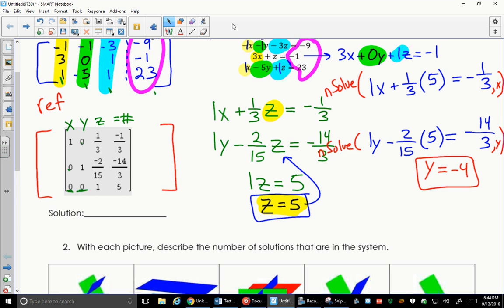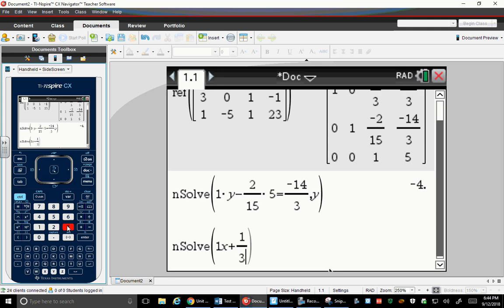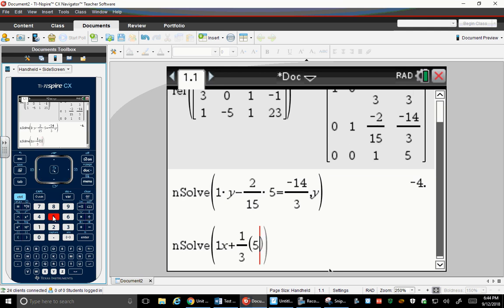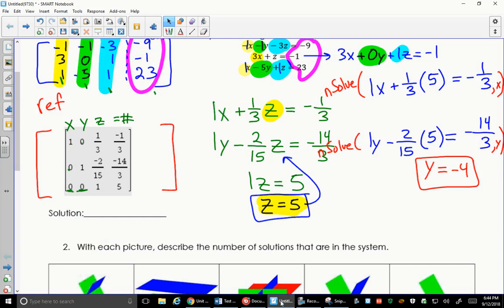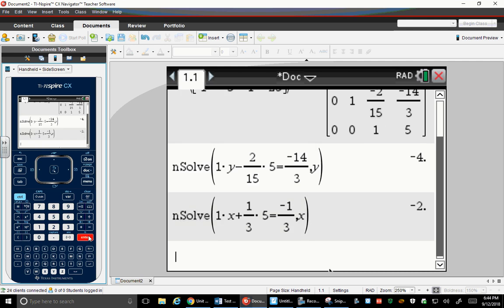Okay, here we go. So 1x, so menu 3.1. All right, so 1x plus, control divide, I think it was 1/3 times 5 equals, okay, let's double check what we have. Equals negative 1/3, so everything else is good. All right, arrow to the right, and don't forget comma that letter that we're trying to solve it for. And now we know x is negative 2.